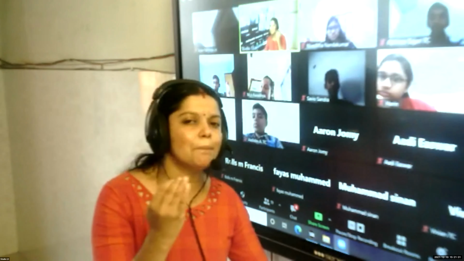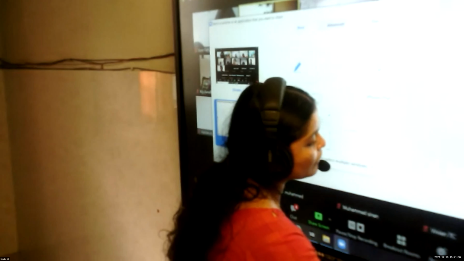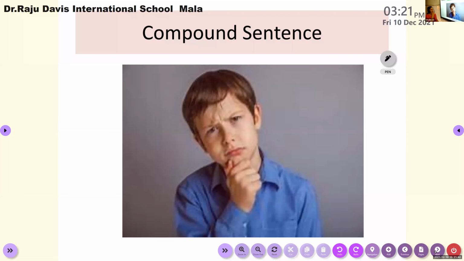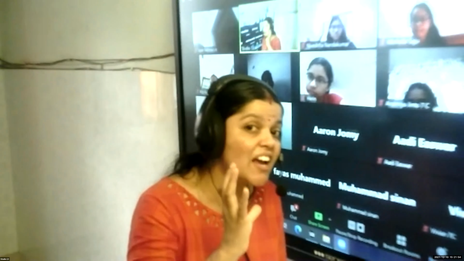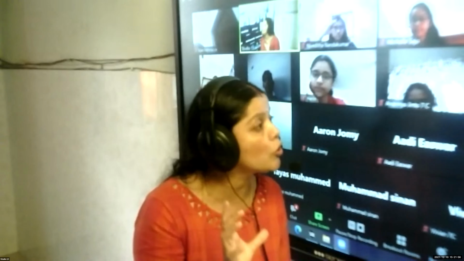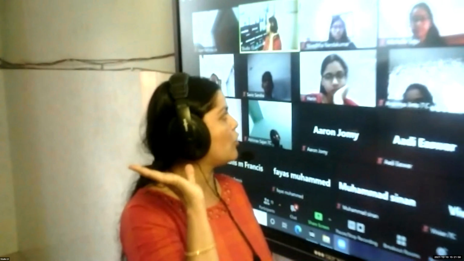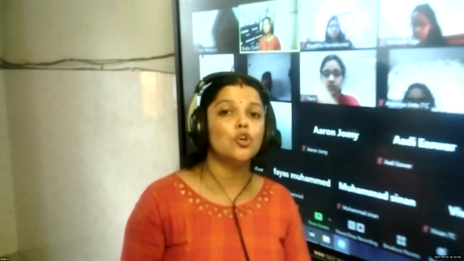The third type of sentence is known as the compound sentence. Let us see the compound sentence right now. What is compound? The child is totally confused. Oh my God, compound. It is not simple. It is not complicated. Oh my God, it is beyond that. Compound means we are framing a compound sentence with the support of a coordinating conjunction. There is another conjunction called coordinating conjunctions in English grammar.